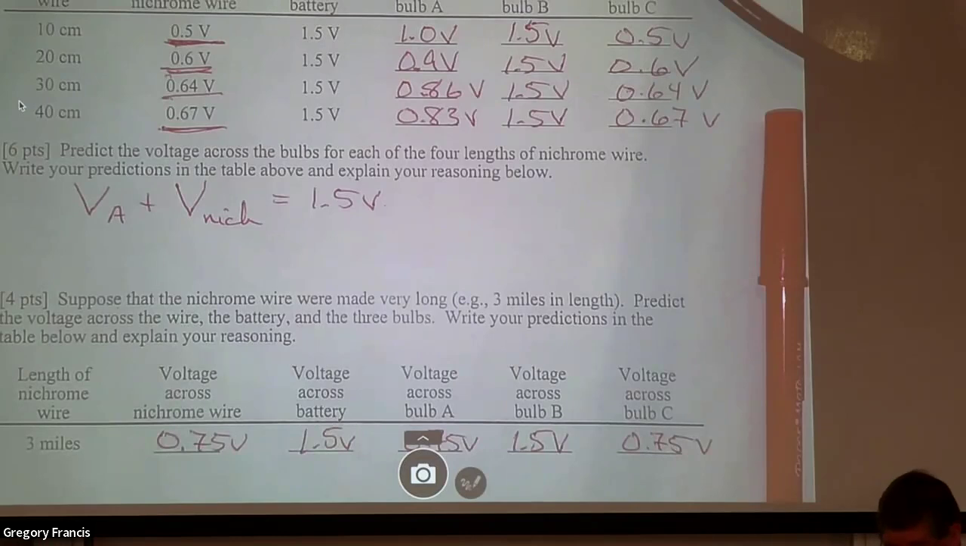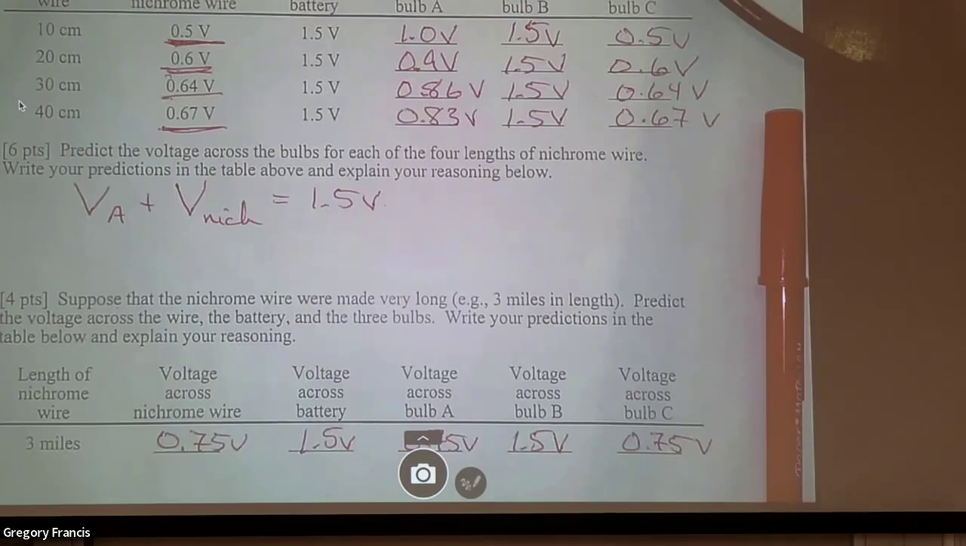So for this problem, is it important that you specify that it's nichrome wire or whatever? Yeah. If it was normal wire, then it's a different matter. With normal wire, I would be shorting out bulb C, and so the answer would be 0, regardless of how long that wire was. It could be 3 trillion miles and it would still be shorting out. Great, thank you.